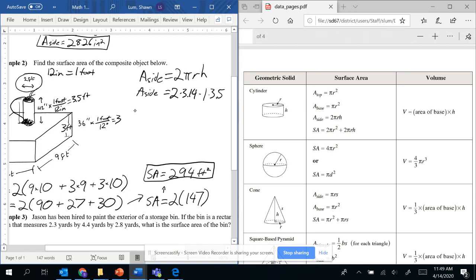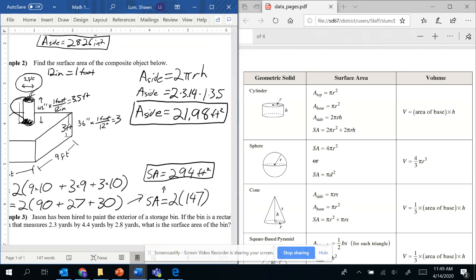Okay. Now I'm going to multiply all those things up. So I'm going to take my calculator, put down my pen. 2 times 3.14 times 1 times 3.5 equals, and I get 21.98. Again, everything is in feet, so we can keep it in feet. But since we're doing area, it's going to be square feet or feet squared. And that is going to be the area of the side of this cylinder part right here.